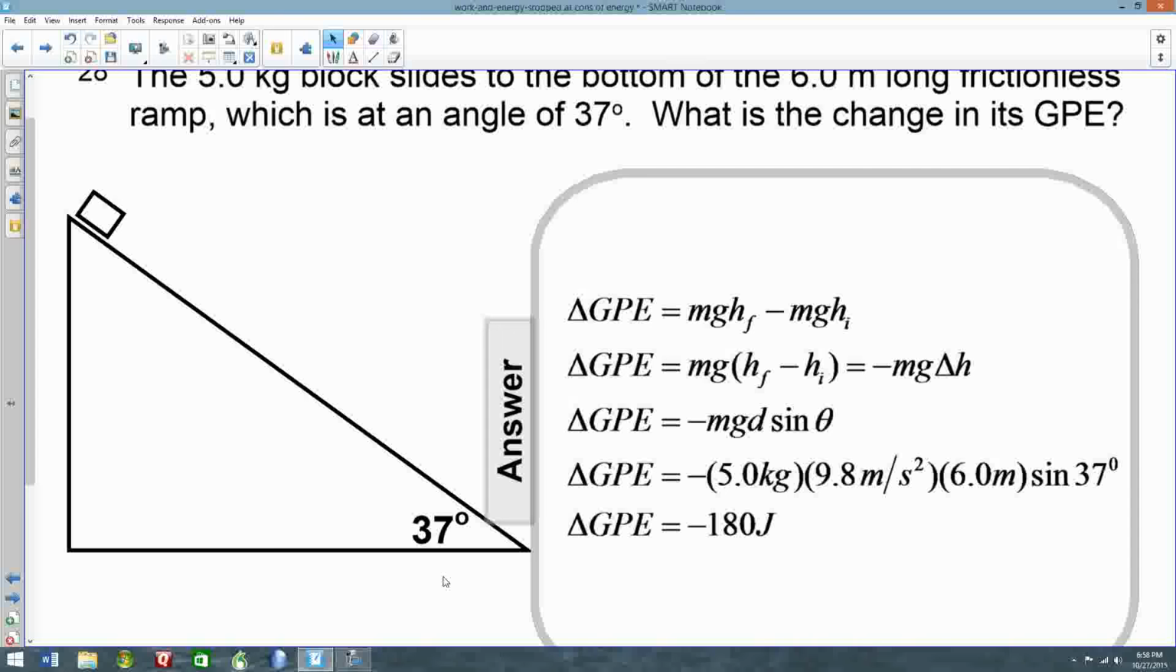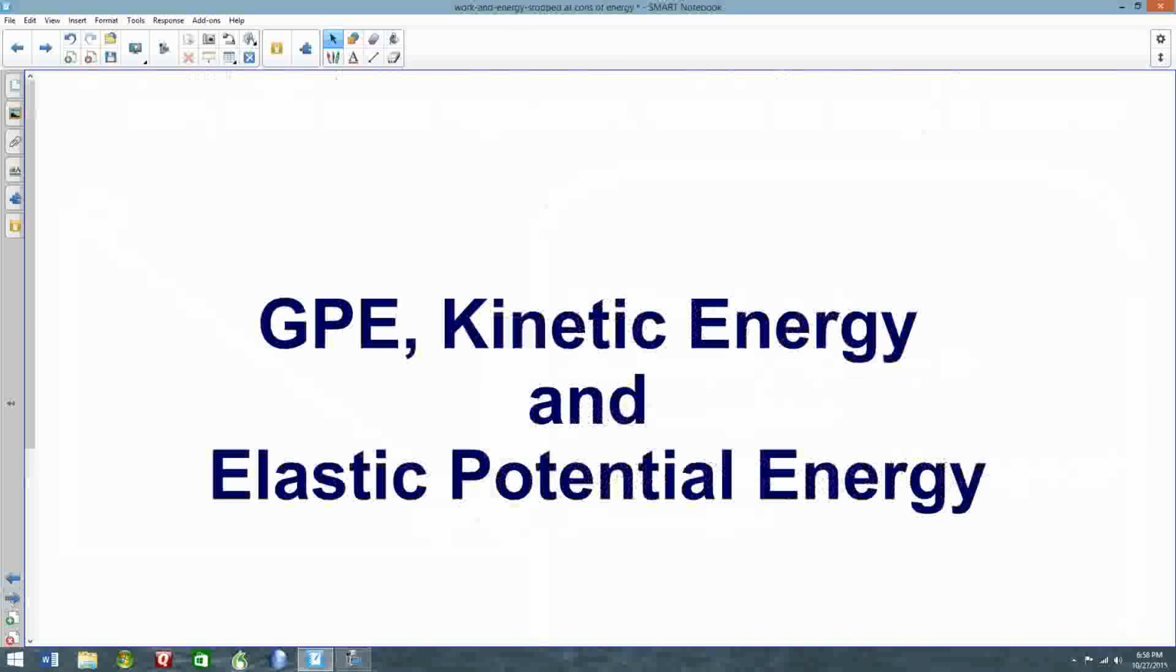That's right. The final height ends up 0, but we do have an initial height. When you take 0 minus a number, you're going to end up with a negative number. In the next video, we'll cover kinetic energy and elastic potential energy.